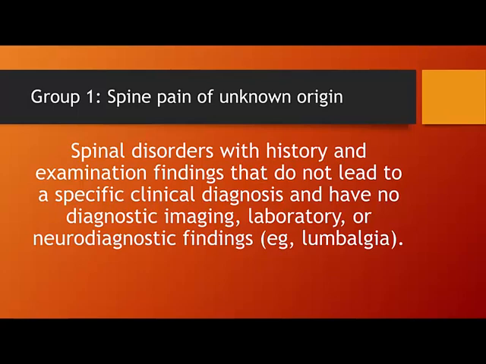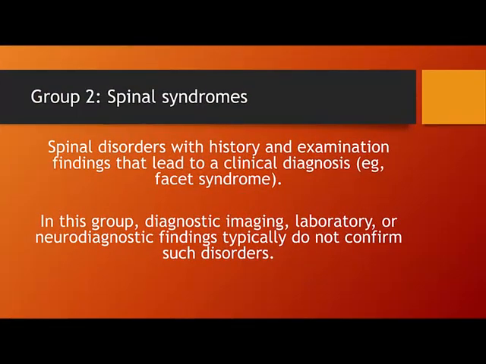An example would be lumbalgia. Group 2, spinal syndromes, are differentiated as those spinal disorders with history and examination findings that lead to a clinical diagnosis, such as facet syndrome. However, in this group, diagnostic imaging, laboratory, or neurodiagnostic findings typically do not confirm such disorders.